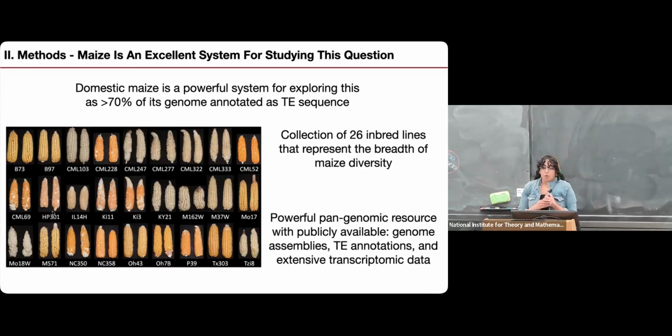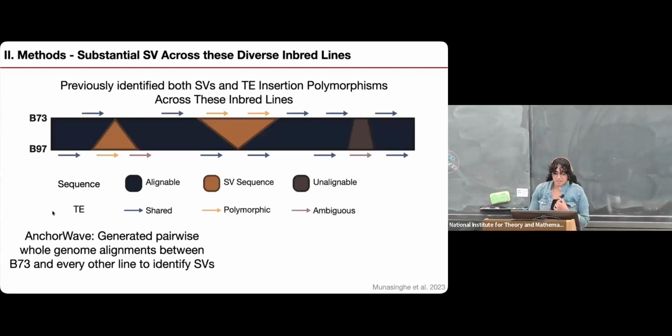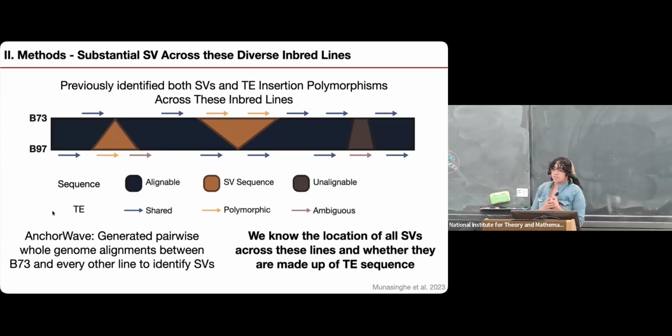These lines are a really powerful pangenomic resource with a whole collection of publicly available datasets, including genome assemblies, TE annotations, and extensive transcriptomic data, which is essentially everything we need to study this question. From these genome assemblies, we had already identified SVs across this panel of lines using pairwise whole genome alignments generated using AnchorWave. And we had taken these SVs and already intersected them with TE annotations. So we not only know the location of all SVs across this panel of lines, but we also know whether and how they contain TE sequence.